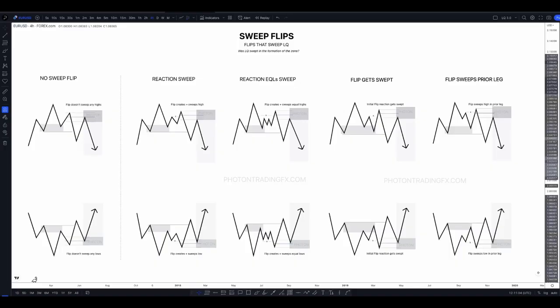Okay, so with flips in general, and also sweep flips, ones that sweep liquidity, when you're first trying to get used to this idea, and especially when spotting them on the charts, understandably, it can sometimes be a little bit confusing to spot because they come in all different shapes and sizes. They're always going to follow the same framework. They're going to have the same things that identify whether they are a sweep flip or not, but they're always going to look, like I said, unique, right?